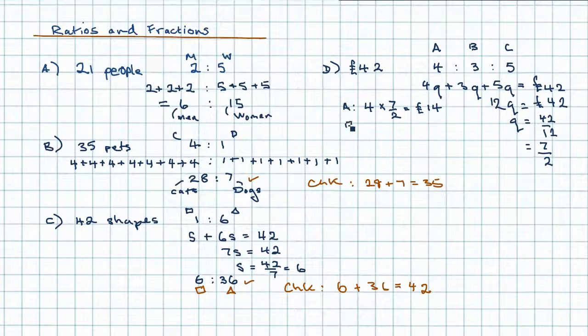Okay. Beth, well, she only gets 3 shares, so it's 3 times 7, which is 21, divided by 2 gives her £10.50. And finally, Claire, she gets a whopping 5 parts for her share. 5 times 7 is 35, divided by 2 gives her £17.50.